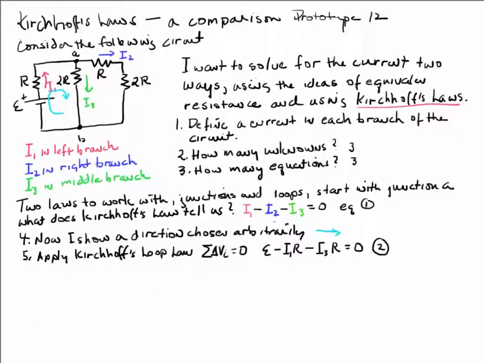And of course it is EMF minus I1R minus I3, and that should be 2R, equal to zero. I now show it corrected. Now choose a closed path for the right loop. We just did the left loop. Let's now do the right loop.